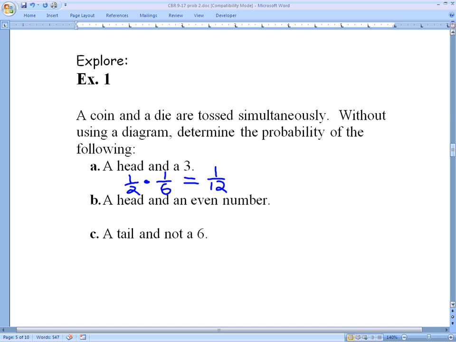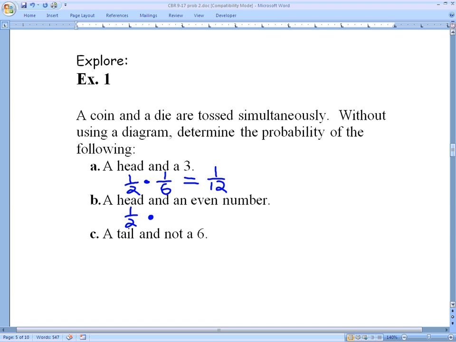Again, probability is a range of numbers from 0 to 1. 1 means it will happen. 0 means it will not. Anything less than half is less likely to occur, and this would not be particularly likely to occur on one trial. Part B, a head and any even number. So for a head, once again, it's 1 out of 2.